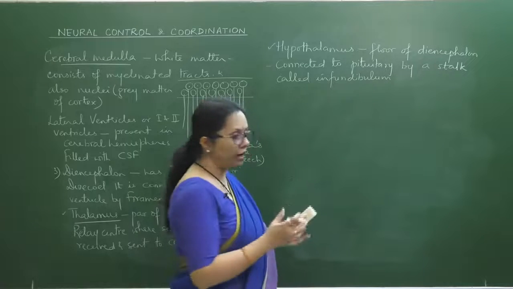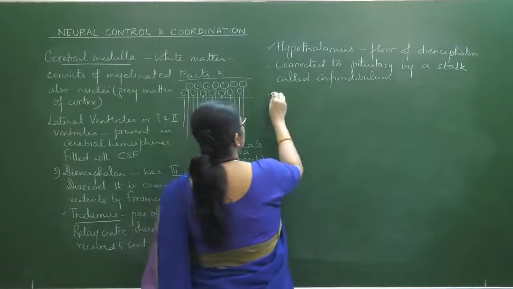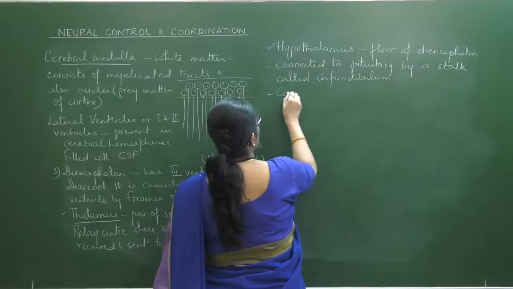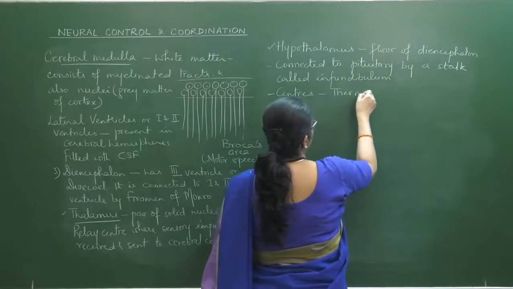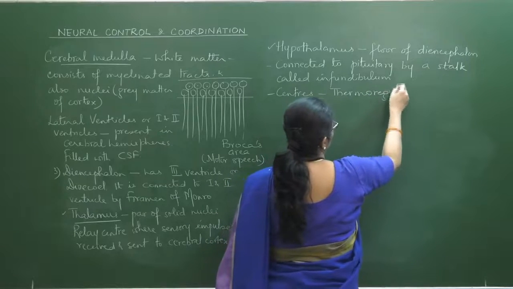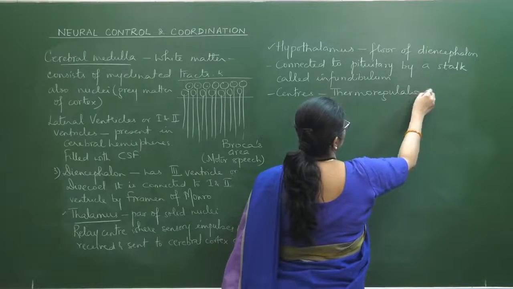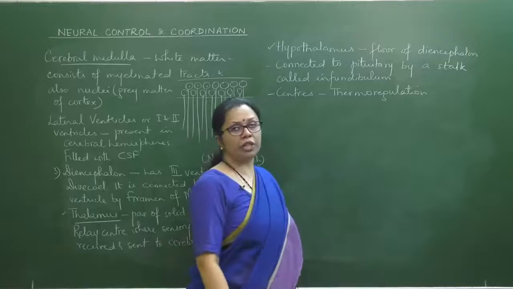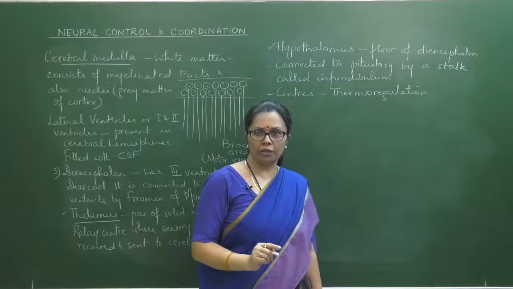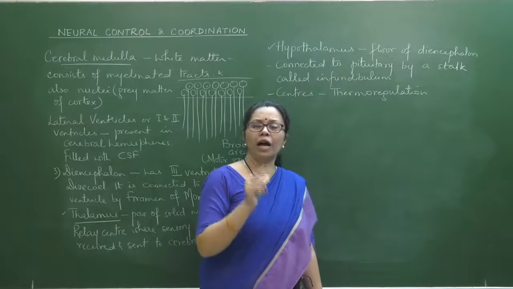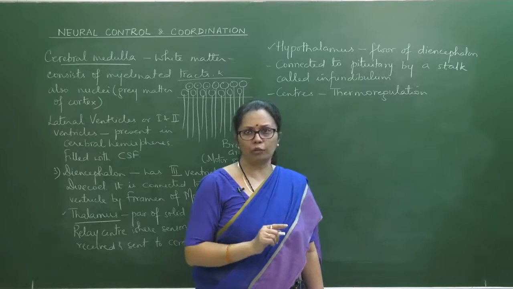So it's a neuroendocrine link, and it has a number of centers, like for temperature regulation, the thermoregulatory center. And this thermoregulatory center, once again you see, will be present only in the case of warm-blooded animals. So in a cold-blooded animal, the hypothalamus will not have any thermoregulatory center.